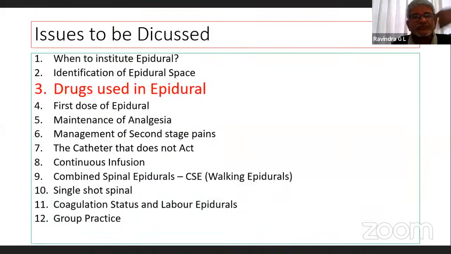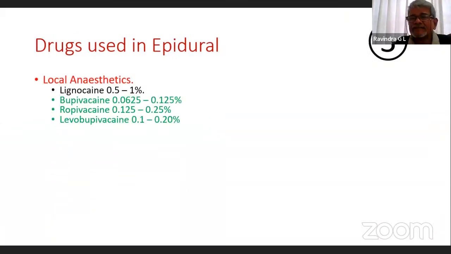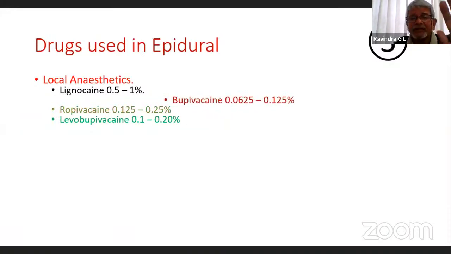The next issue is what are the drugs used in epidural anaesthesia? This is an important subject because I will go a little in detail into it. Drugs used in epidural, there are three groups of drugs. Number one, local anesthetics. All these local anesthetics are used. The one which has stood the test of time is bupivacaine, anywhere between 0.0625% to 0.125%.